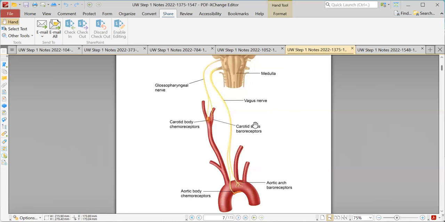So how can we overcome this? The body will try to save itself. The saving mechanism is from the vagus nerve. So the vagus nerve is a sympathetic nerve. What it will do is try to increase the heart rate and try to increase the BP.